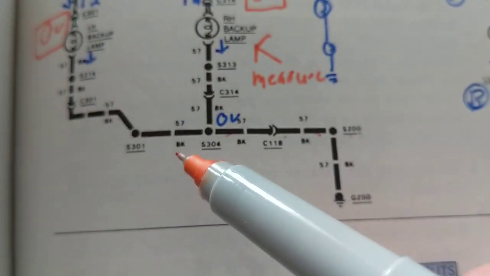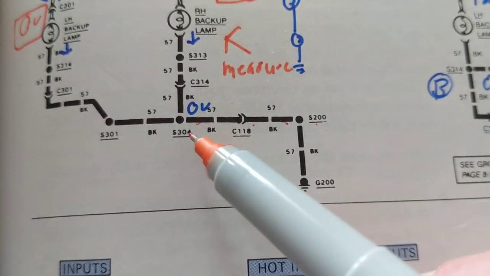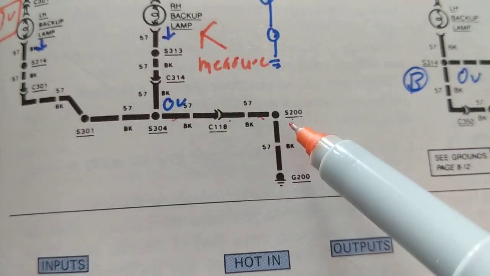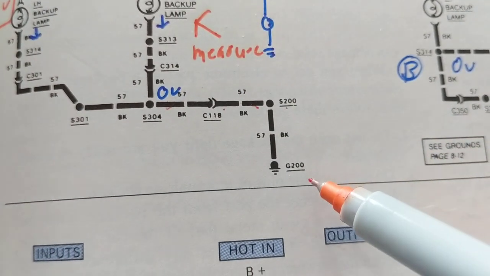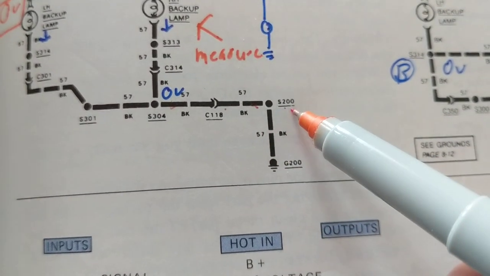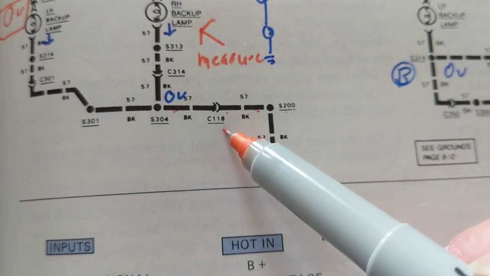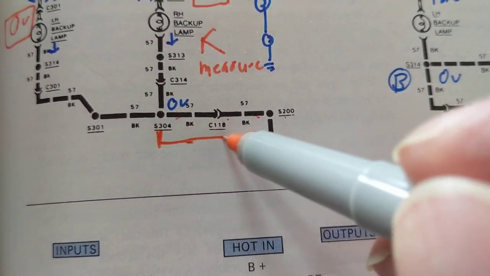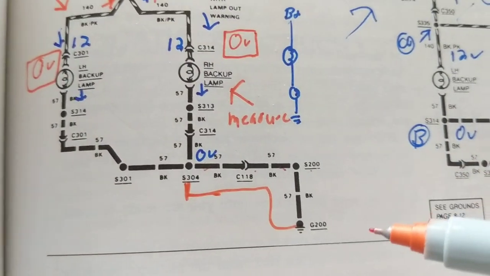Let me try to focus it. Through another splice, same splice as this one, right? The same connector as this one, same splice as this one, and same ground as this one. They both have the same ground, same splice, same connector up to here. Everything from here to here is shared. Keep that in mind if you have a problem.